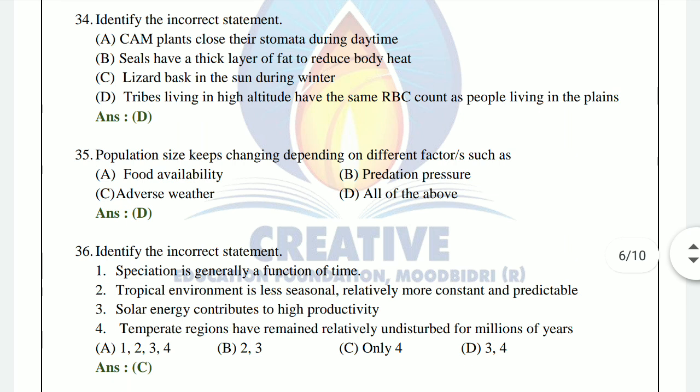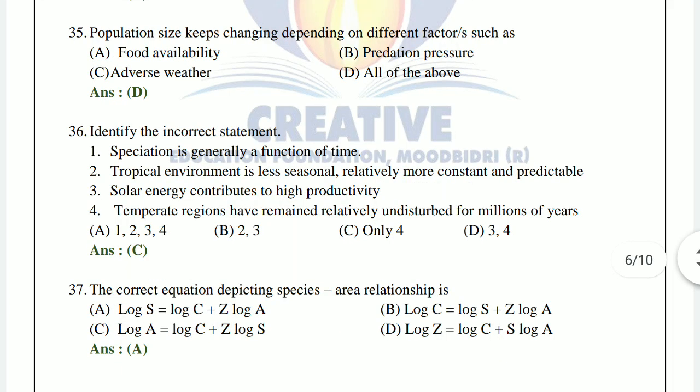Population size keeps changing depending on different factors such as. Correct option is option D, that is all the above. Identify the incorrect statement. The correct option is option C, that is only 4. Temperate regions have remained relatively undisturbed for millions of years. Question 37. The correct equation depicting species area relationship is option A, log S equal to log C plus Z log A.